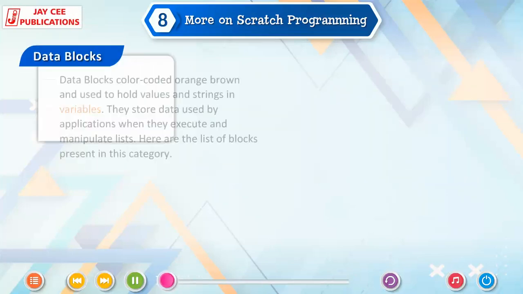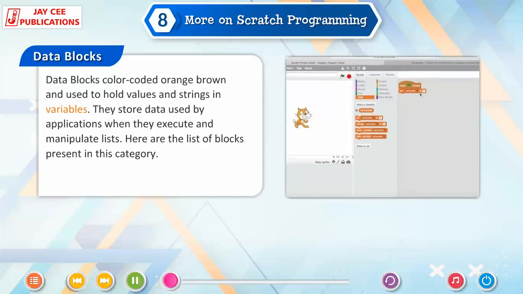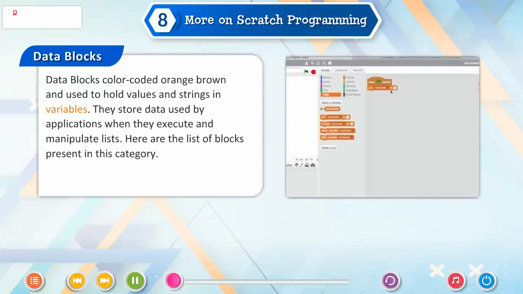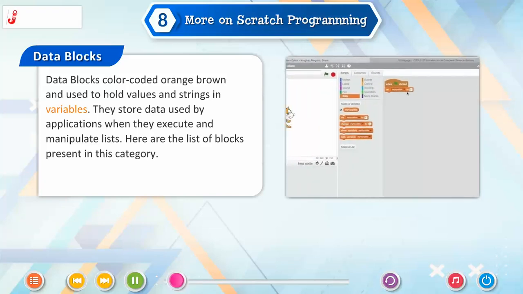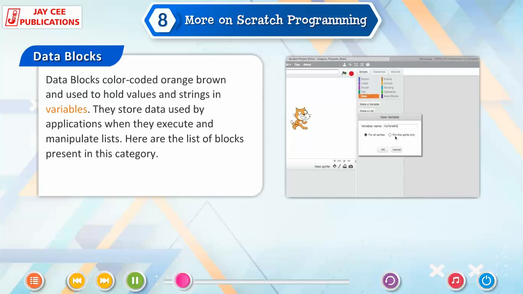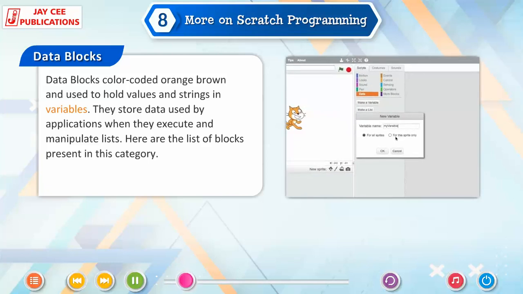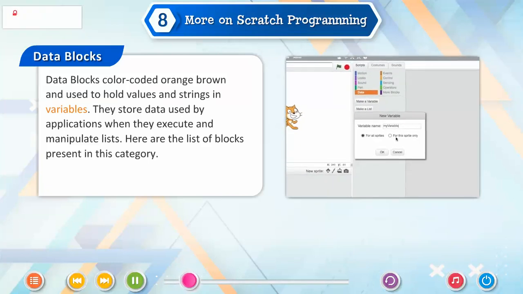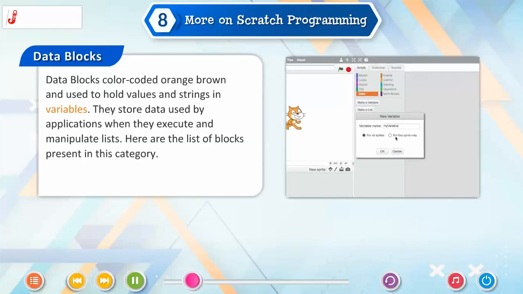Data blocks. Data blocks are color-coded orange-brown and used to hold values and strings in variables. They store data used by applications when they execute and manipulate lists. Here is the list of blocks present in this category.